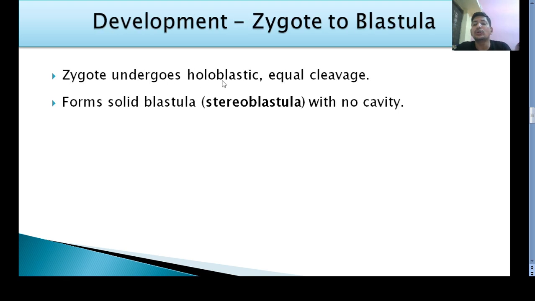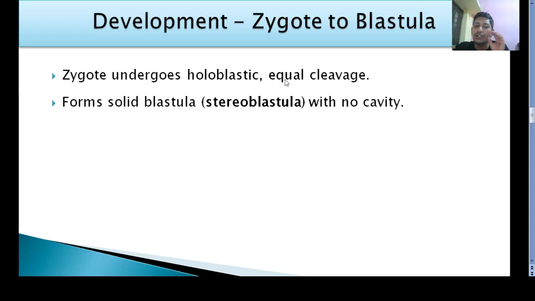Now this zygote undergoes cleavage. So what is the meaning of cleavage? The mitotic divisions of the zygote are called cleavage. In the case of Obelia, we have holoblastic and equal cleavage. Holoblastic means the entire zygote will divide. And why is it called equal?